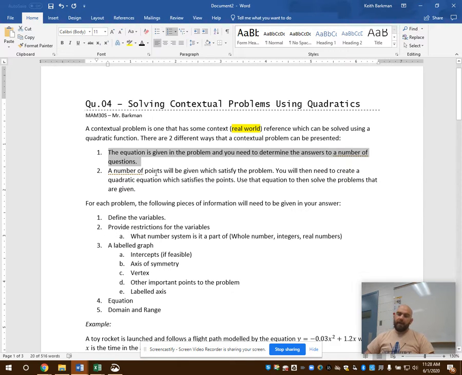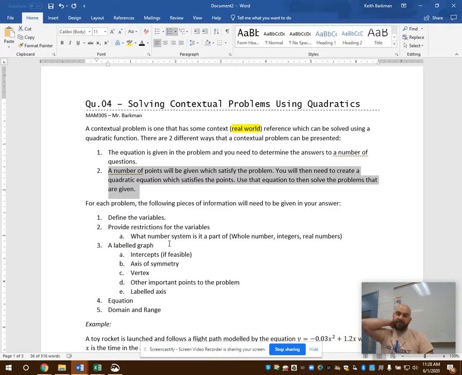The little bit tougher way is that, let's say we have a number of points which are given to satisfy the problem, and then you're going to need to create a quadratic equation which satisfies the points. Now, you could use vertex form, factored form, or you could use regressions on Desmos to come up with the equation. Any one of those three is going to be fine. I'm going to always use regressions on Desmos as that's a little bit of a simpler way, and that's the way we're going to be doing it moving forward. Unless you really like algebra, and then you can use algebra as well.